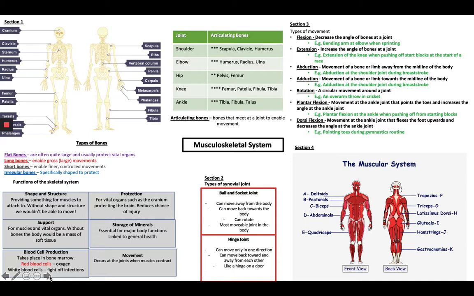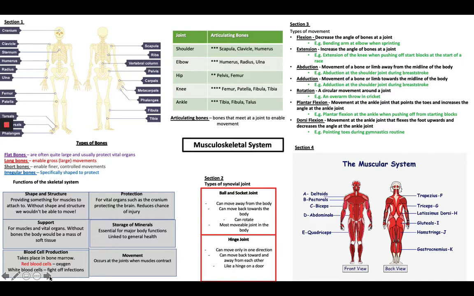Section 2, in the bottom middle, you have the 2 types of joints, a ball and socket and hinge joint. Make sure you know what type of joint is a ball and socket and what is a hinge joint. So read the definitions, then look above and say which one the shoulder is, the elbow is, etc.